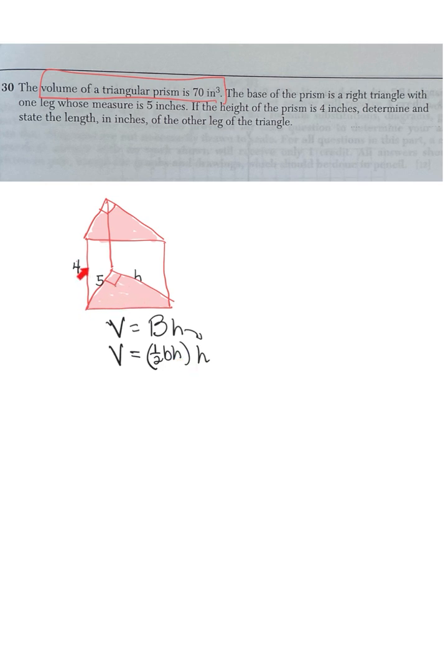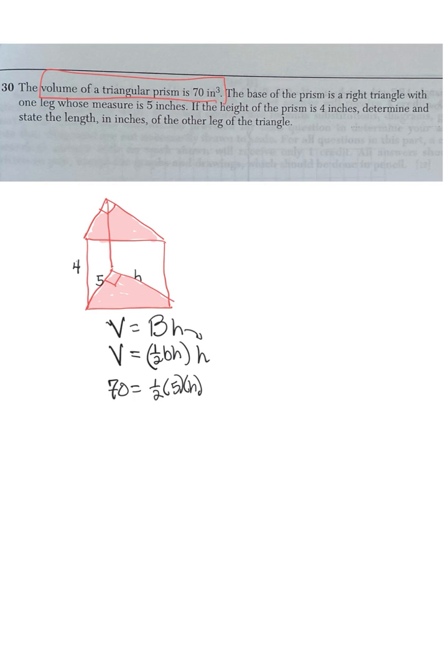This is the height of the prism, okay? Now, they gave us the volume. So right up here, it's 70. So I'm putting that in right away. So this is 70 equals 1/2 times 5 times h.